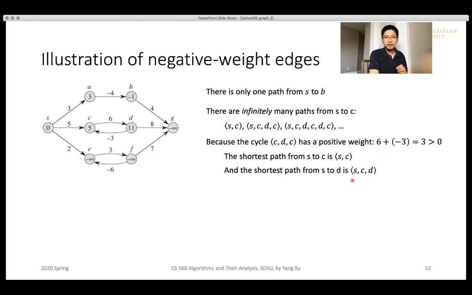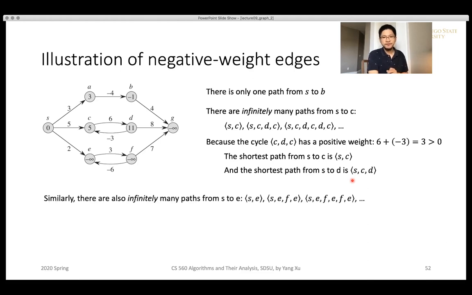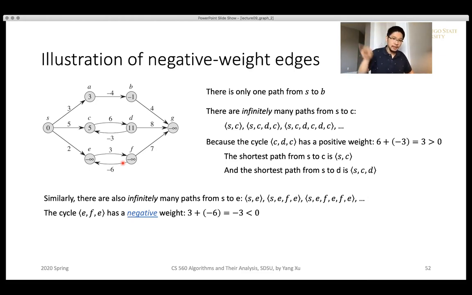Okay, but now this is not the case for this cycle from E to F and to E. If we look at it closely, the summation of all the weights within this cycle is negative, because 3 plus negative 6 is negative 3. So this cycle has a negative weight. That means if we go through that cycle one time, the total weight will decrease by 3.